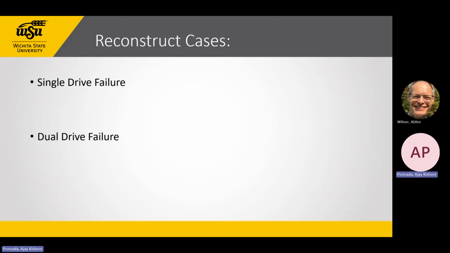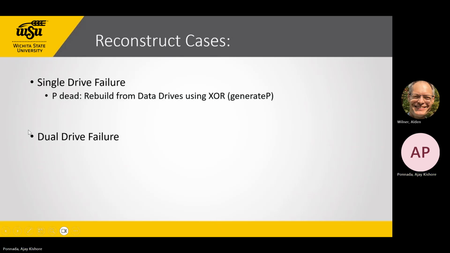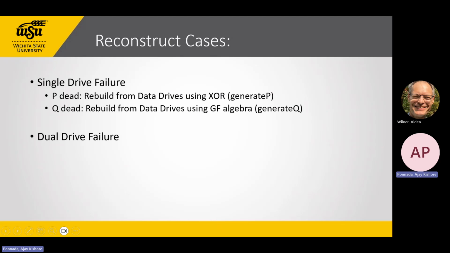So what if a single drive failure happens in a RAID 6 DP volume? For example, P is dead. Out of all the drives, the parity P was dead. We can easily rebuild it using the data drives: we XOR all the data drives to get P. If Q is dead, we can easily rebuild it using GF algebra, the same way we built Q in the very first place. It's a single drive failure, so we can easily reconstruct P and Q.